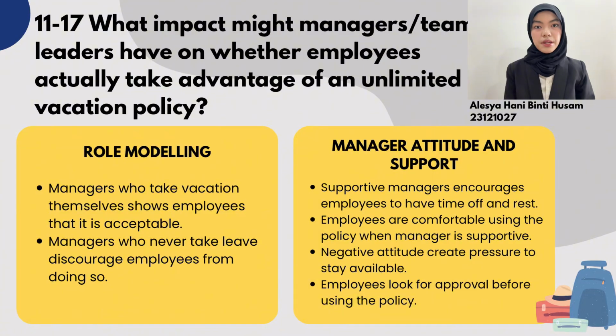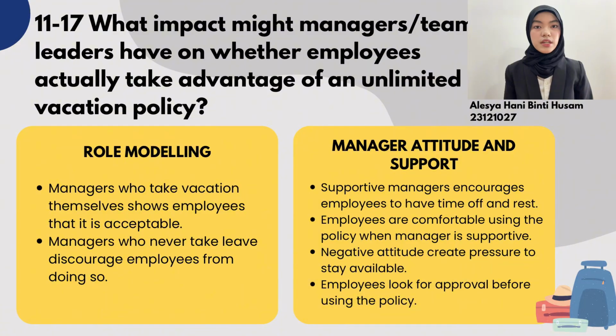Employees usually look at their manager's behavior before deciding what is acceptable. If managers take vacation themselves, employees feel more confident doing the same. But if managers never take leave or keep replying to emails even while they are on vacation, employees may feel pressured not to use the vacation policy. In the Kronos case, the lack of clear norms made managers uncomfortable, and that uncertainty influenced employees' behavior. So even with unlimited vacation, what managers do matters more than what the policy says.